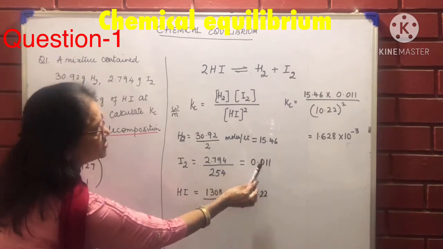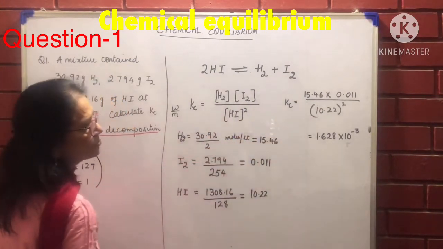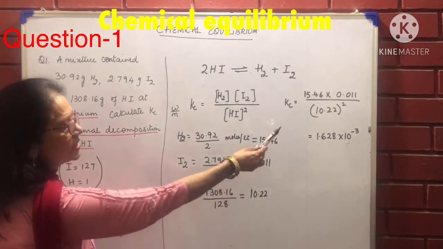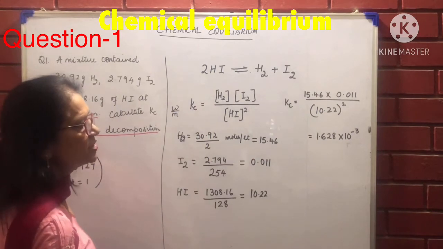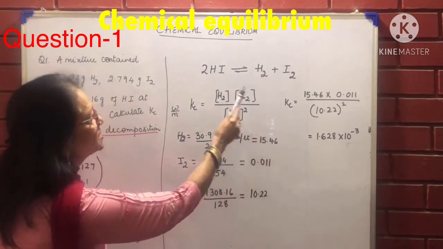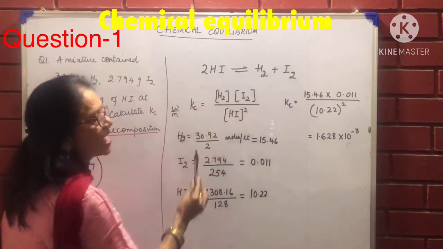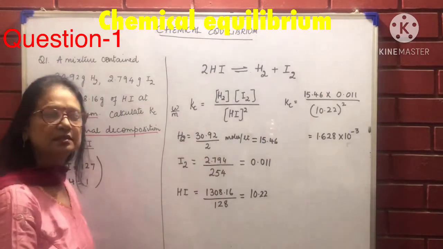Now I will substitute these answers here. So 15.46 multiplied by 0.011 upon 10.22 square of that. Answer is 1.628 into 10 to the power minus 3. There are no units to this because number of moles of the reactant and the product are the same. So you will find out Kc with these values.